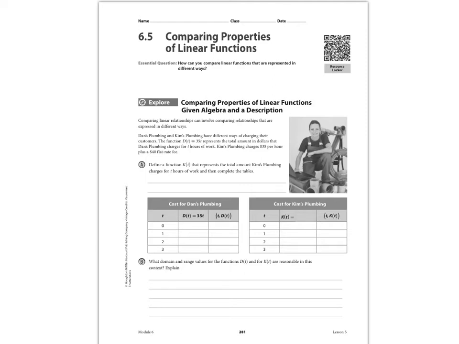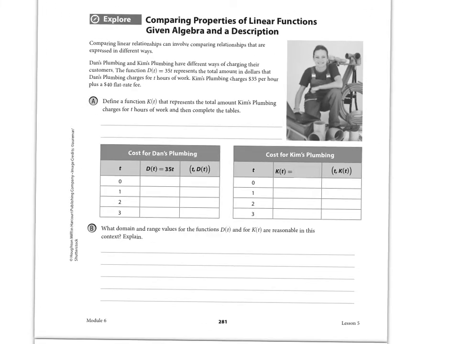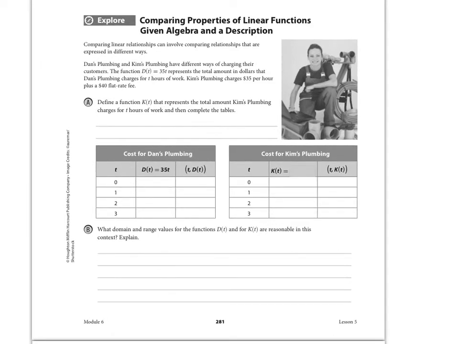So we're going to go ahead and do the Explore, and we have Dan's Plumbing and Kim's Plumbing, which have different ways of charging their customers. The function d of t equals 35t represents the total amount of dollars that Dan's Plumbing charges for t hours of work. Kim's Plumbing charges $35 per hour plus a $40 flat rate fee. So we're going to define a function k of t that represents the total amount Kim's Plumbing charges for t hours of work, and then we're going to complete the tables for both of the plumbing services.